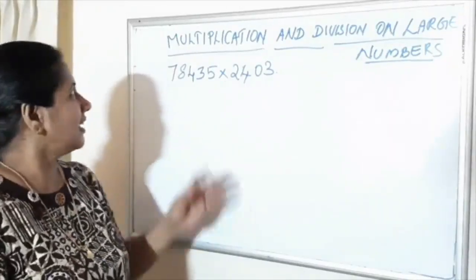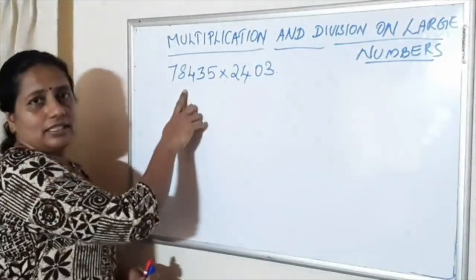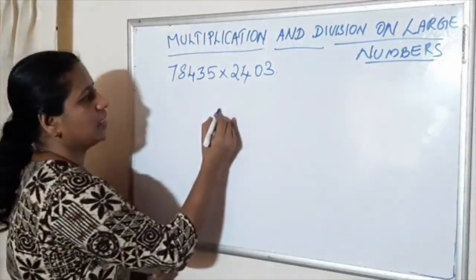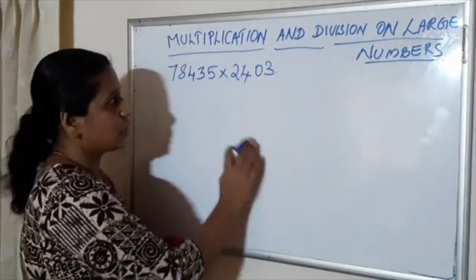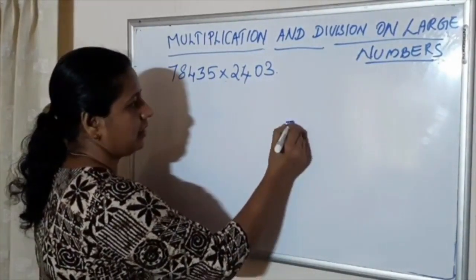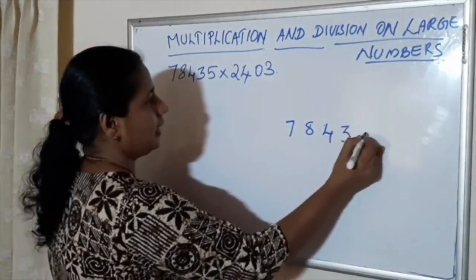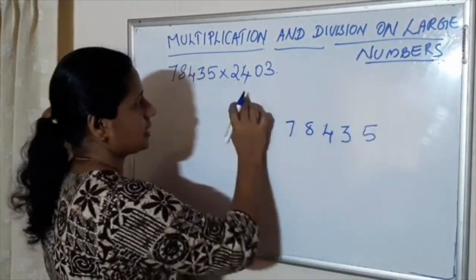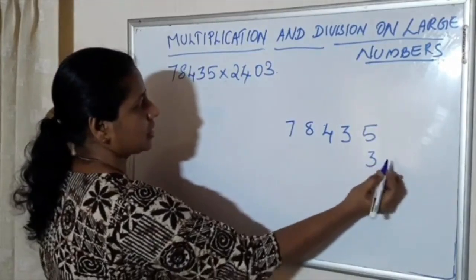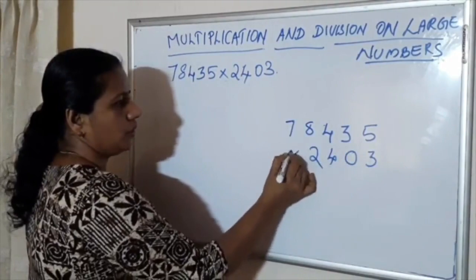Our next session is multiplication and division on large numbers. Okay. This is our multiplicand and this is our multiplier. So first, write these numbers vertically. That is 7, 8, 4, 3, 5. Next number, write it down below that given number. First start from here. 0, 4, 2, end.